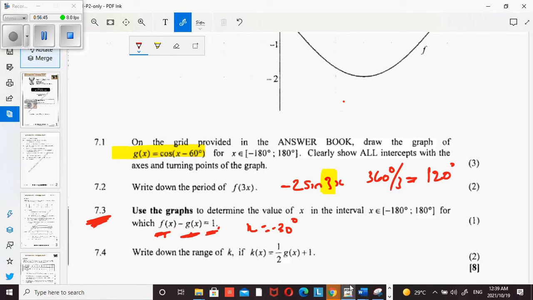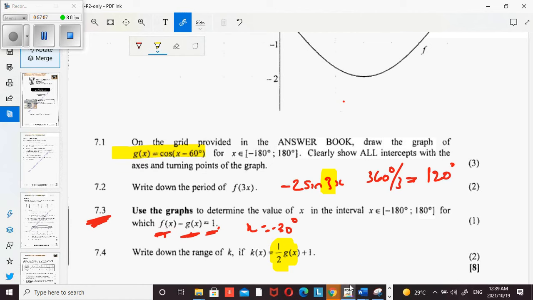Now the last part of the question asks us to write the range of k. Now k is the graph of g, but with an amplitude of half, and this graph is shifted 1 unit up. So let us first focus on this. What will be the range of this graph here?